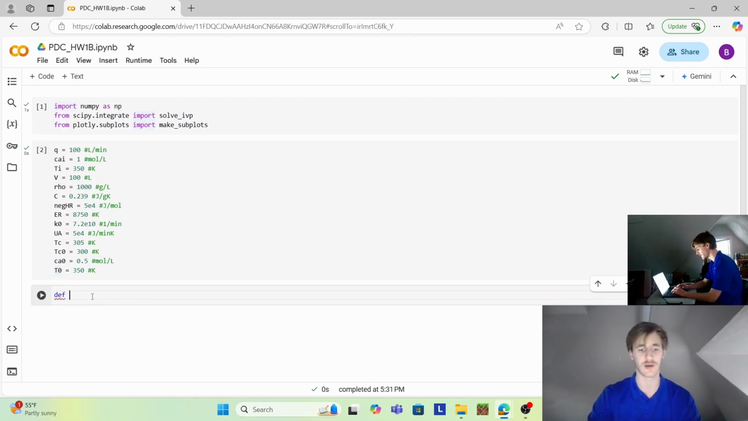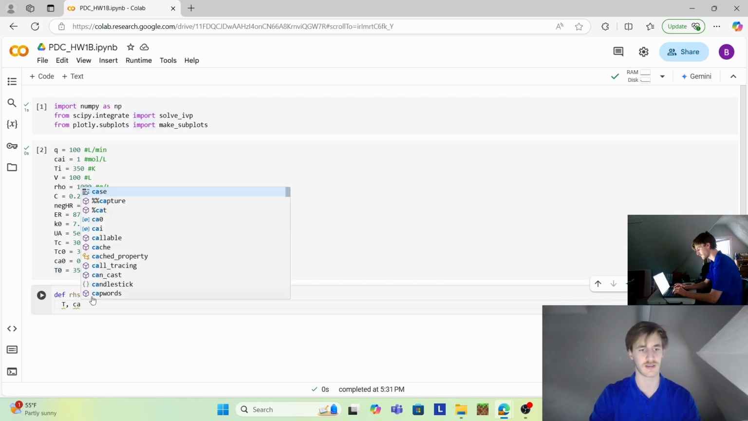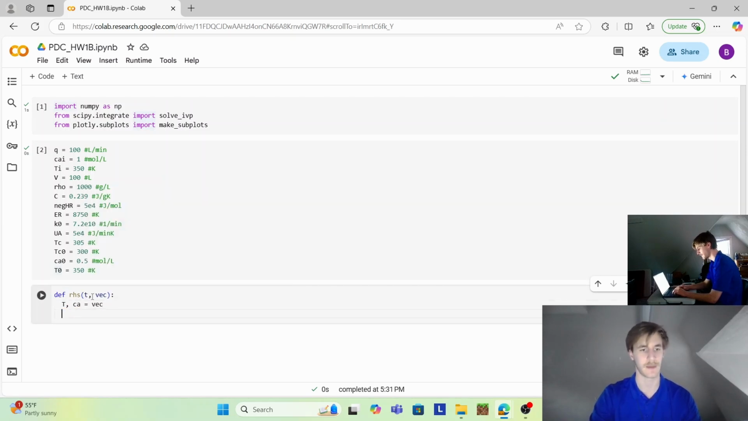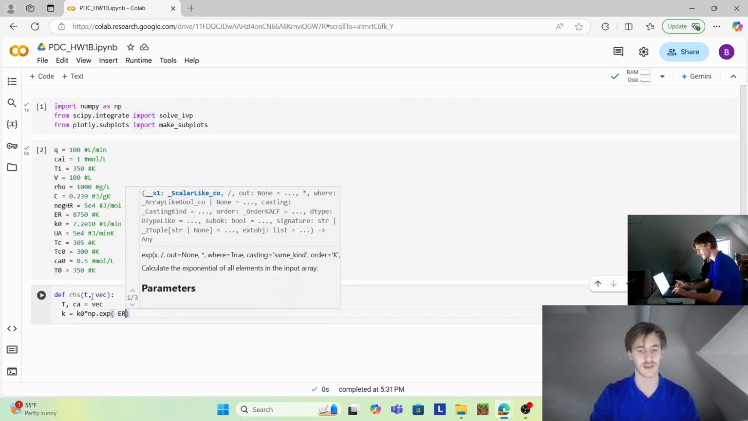So now I'm going to go ahead and define our function. So find right hand side for t and a vector, and that vector will be temperature and concentration. Then I'm going to go ahead and put in our Arrhenius equation because that is dependent on temperature, so it does need to be in the function. So that'll be K naught times e to the negative E over R over T.